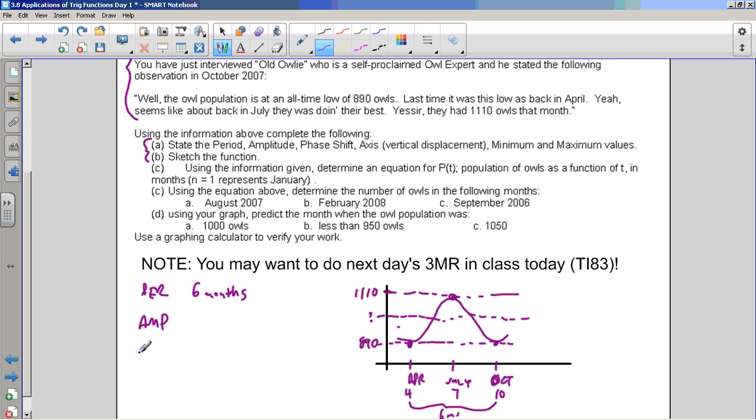Well, let's do the vertical displacement first. The axis, which also, by the way, is the average number of owls, is 890 plus 1,110 divided by 2. That looks a lot like 2,000 divided by 2, which is about 1,000 owls. So the amplitude, from the vertical displacement to the top, is 1,110 minus 1,000, which is 110 owls. That's how much it fluctuates. What else? Minimum, maximum, got that. Sketch the function, dandy, we've got all that. And then using this information, determine an equation.